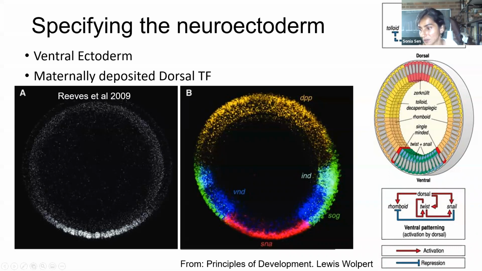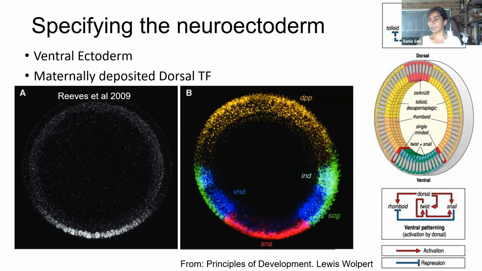What it's not showing you is dorsal, because dorsal you've seen over here, but dorsal at high levels is specifying snail, mesodermal fate, and at slightly lower concentrations, it's specifying short gastrulation, which is ectodermal. And then dorsal at those levels is also specifying these 2 factors, VND in blue over here and IND over there. And we'll come back to these genes later. But the important thing over here is SOG, which through gastrulation will become ventral over here. And this is your ventral neuroectoderm.